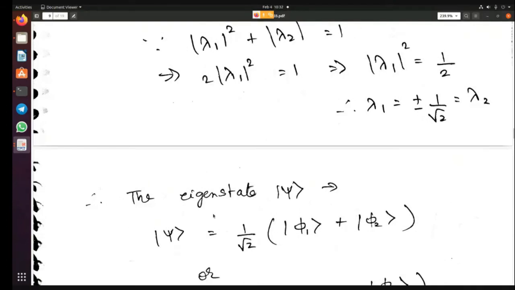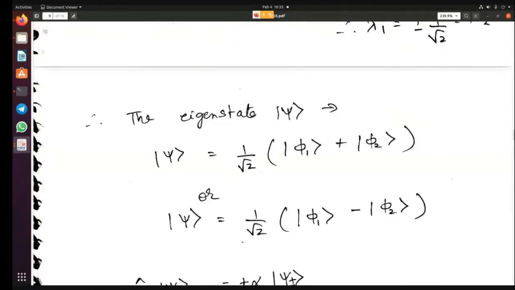What is the eigenstate psi? There are two eigenstates here because there are two possible numbers that lambda 1 and lambda 2 can take, right? One is 1 by root 2 and the other is minus 1 by root 2. So the eigenstates of psi become 1 by root 2 into phi 1 plus phi 2, or 1 by root 2 into phi 1 minus phi 2. So these are the two eigenstates of the Hamiltonian operator.